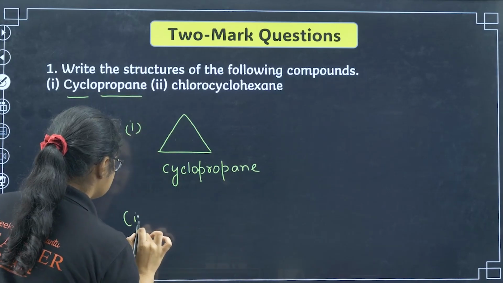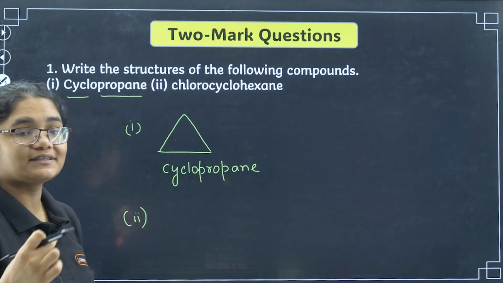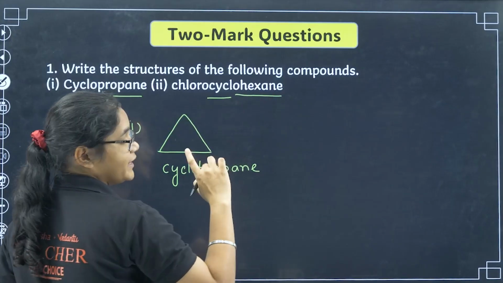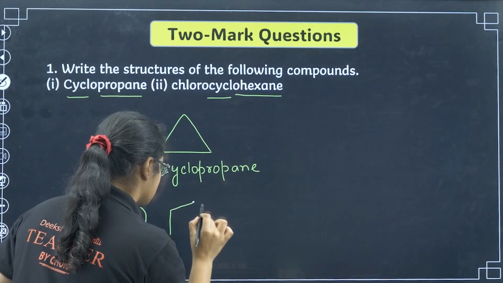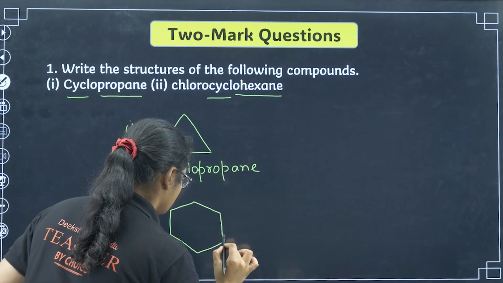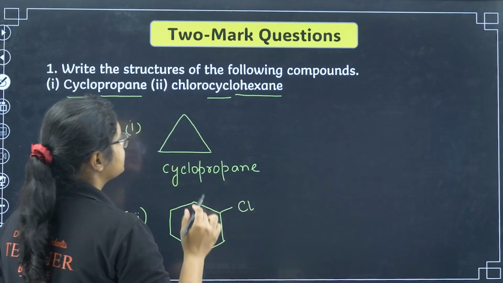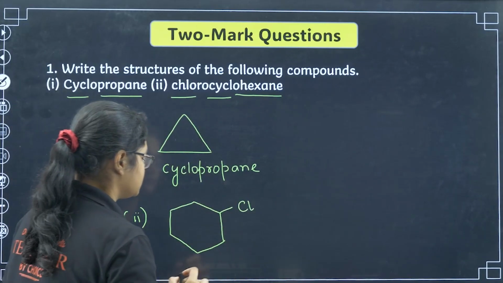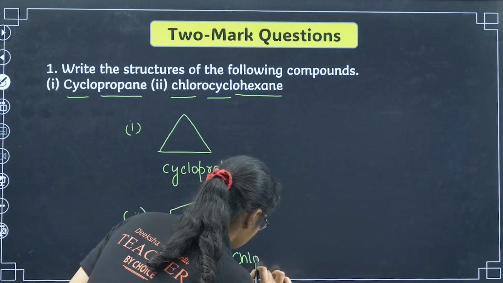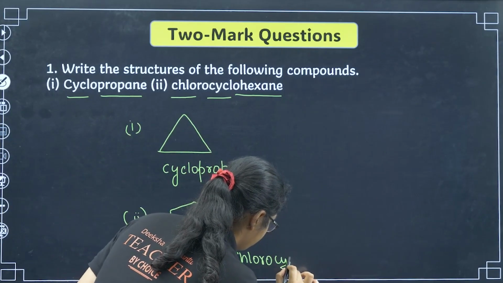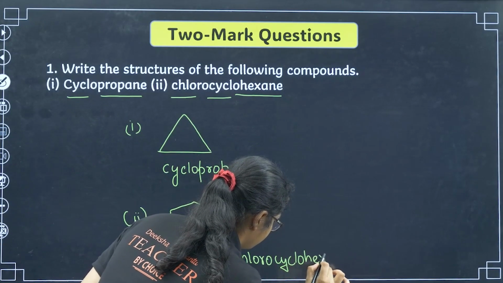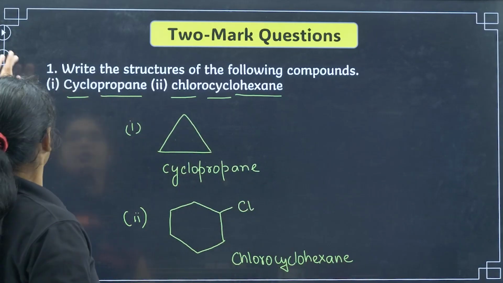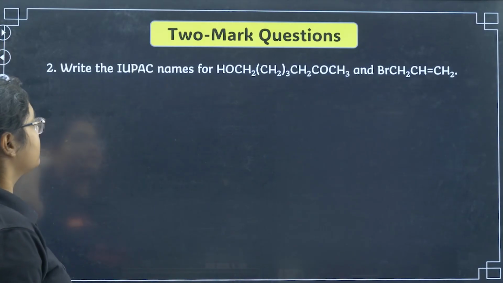Okay, next we have chlorocyclohexane. Again, hexane means 6 carbons, cyclohexane means a ring of 6 carbons. And then you have chlorine attached here, so that is chlorocyclohexane. Clear? Okay, now move to next question number 2.